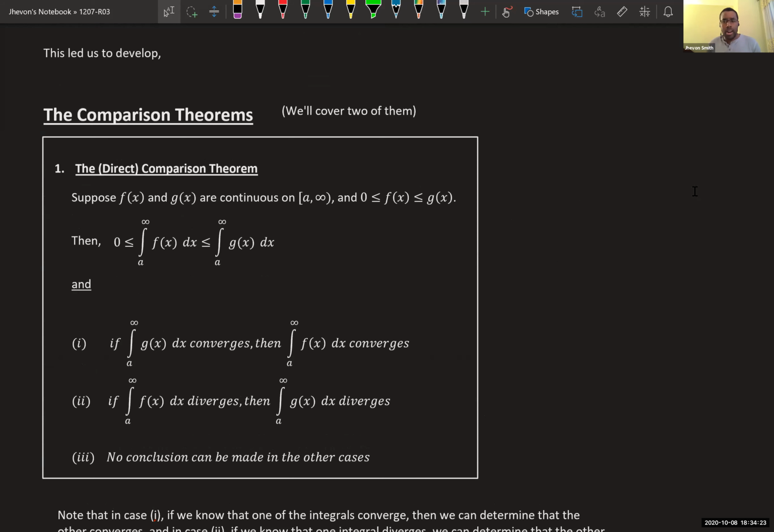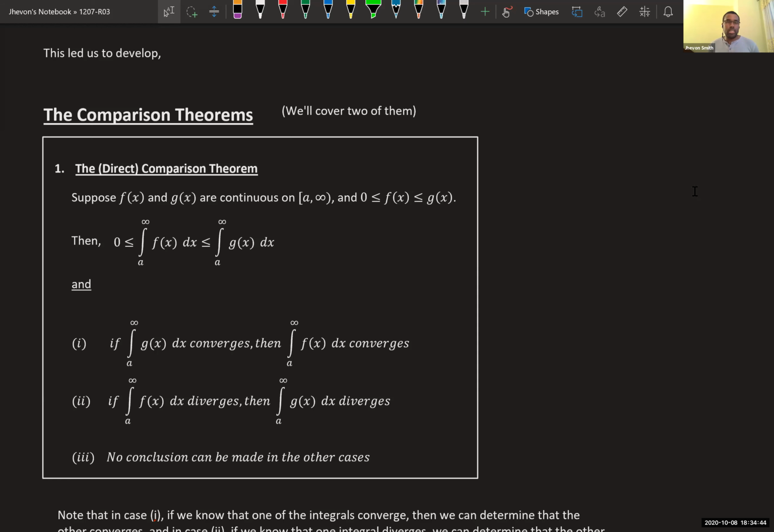Now, the power of the comparison theorems is that they allow us to talk about whether or not an integral converges without directly computing that integral, right? And that is very useful. So there are two comparison theorems that I want to cover with you guys. We're going to cover the direct comparison theorem and something that's called the limit comparison theorem.